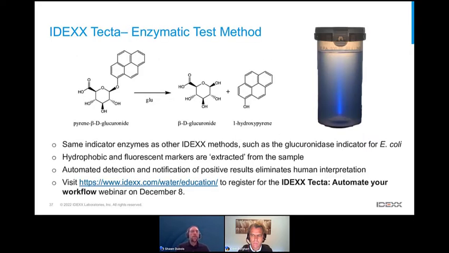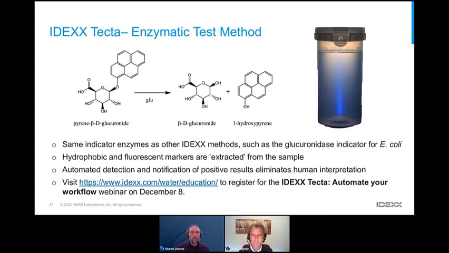So a little bit how it works. This is an enzymatic test, and it works on a similar principle as Colilert does. It is slightly different in that the indicators that we're using are different. We're still looking for the same enzymes that are present in coliforms and E. coli. We're just looking at a different way of visualizing them.